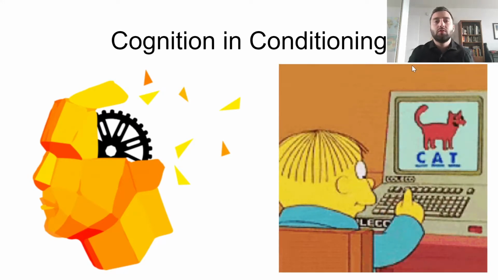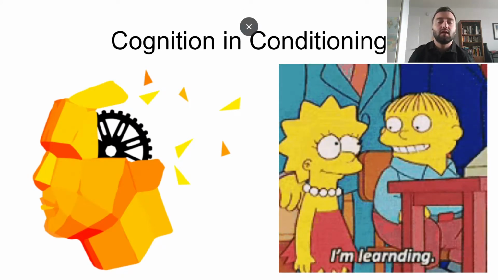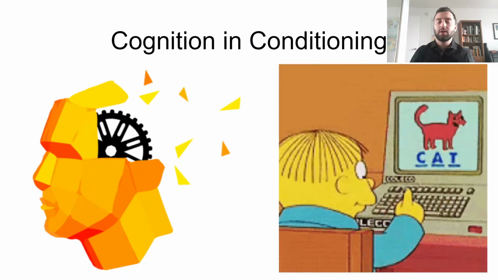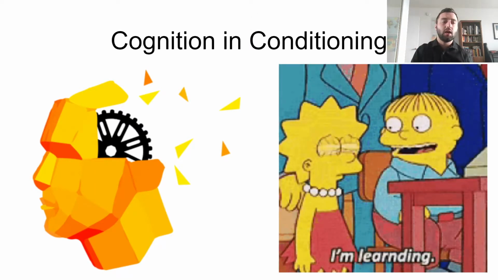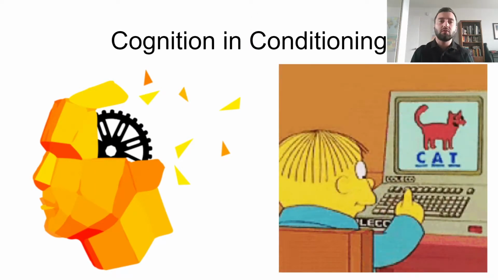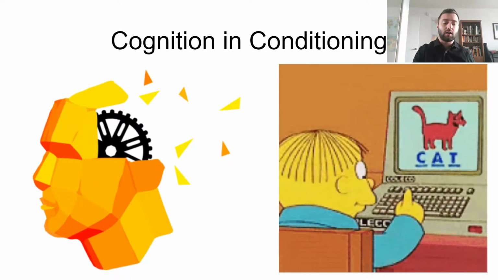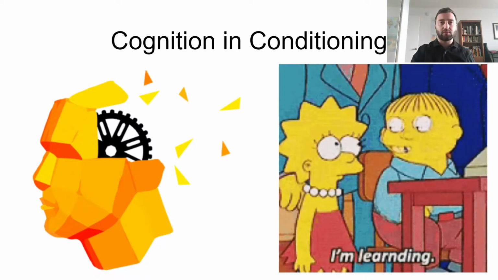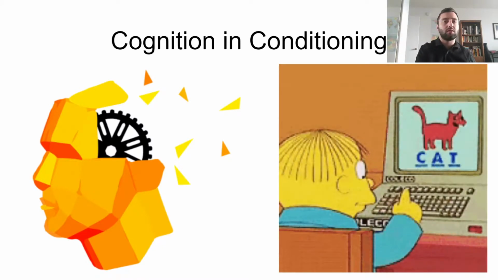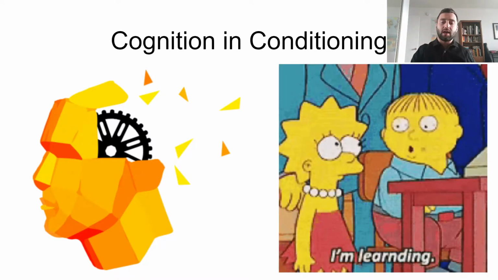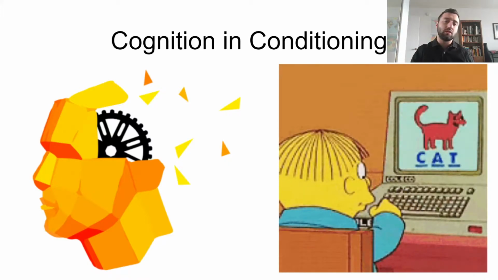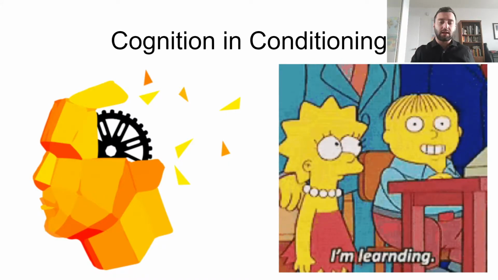Okay, welcome to part 3 and the final piece of our learning unit. Today what we're going to be talking about is actually two pieces, but I'm just going to put them all together in one video. So first we're going to talk about cognition in conditioning, connecting the cognitive aspects to what we've already talked about with classical conditioning and operant conditioning. And then after that, we're going to look at observational learning. So we'll see that towards the end.